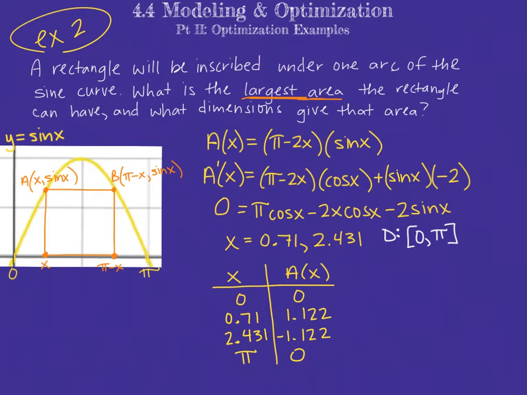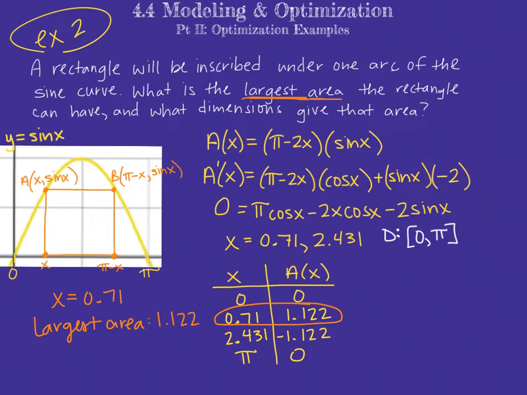So it looks like the x value, or x-coordinate, that would maximize the area of this inscribed rectangle would be right here. So our answer is an x value of 0.71. And then we need to find a couple different things. We need to find the largest area that the rectangle can have and what dimensions give that area. Well, dimensions here are x by y, or base times height. So our largest area is this output here, A of x, which is 1.122.